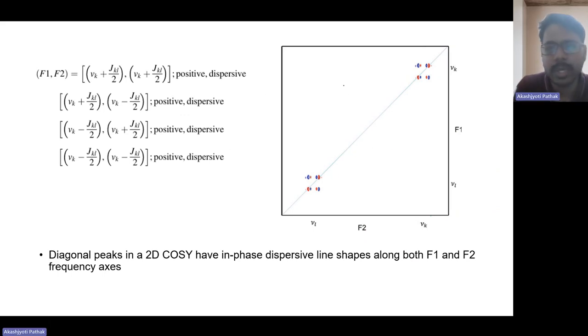So this is how the fine structures in the diagonal peak of a 2D COSY look. If you consider this as the y-axis, the F1 dimension is on this vertical line, and the F2 axis is on this horizontal line. And you have two spins, K and L, both with I equal to half. Each of these spins will produce a characteristic spectrum at its respective frequency.